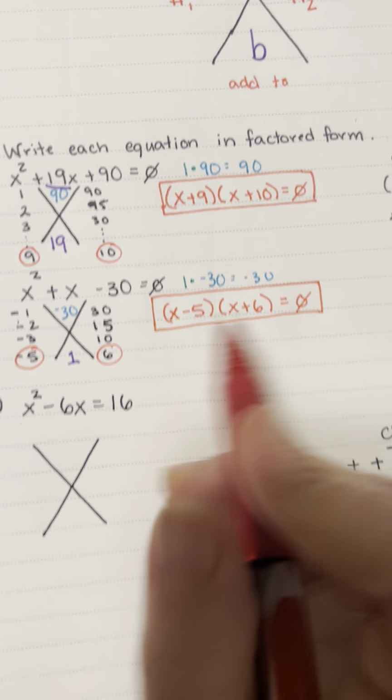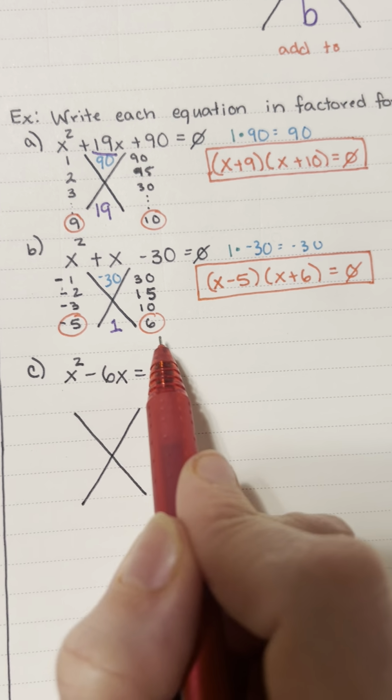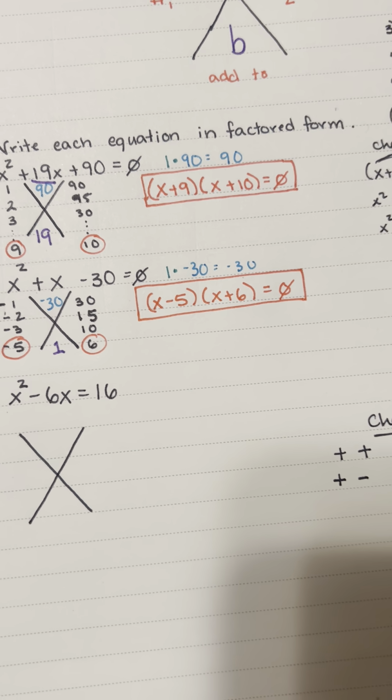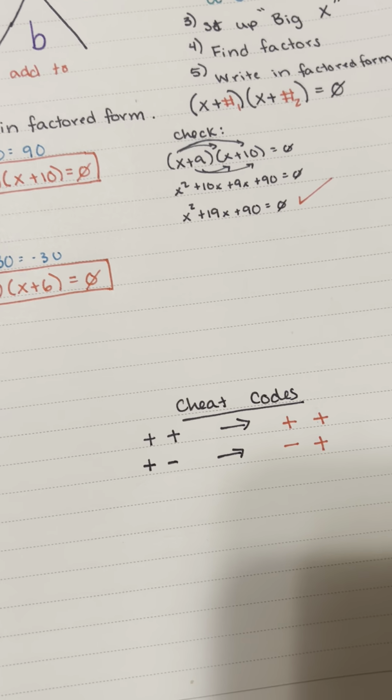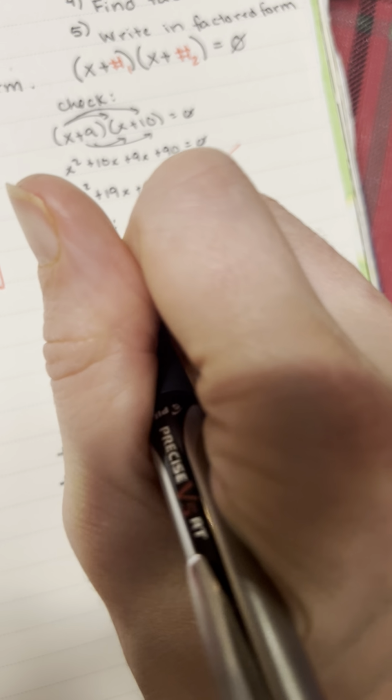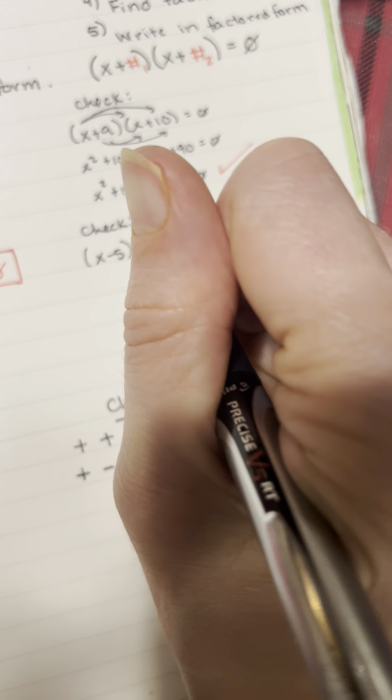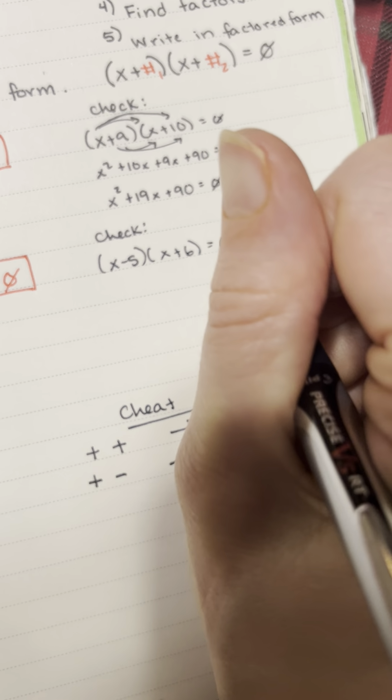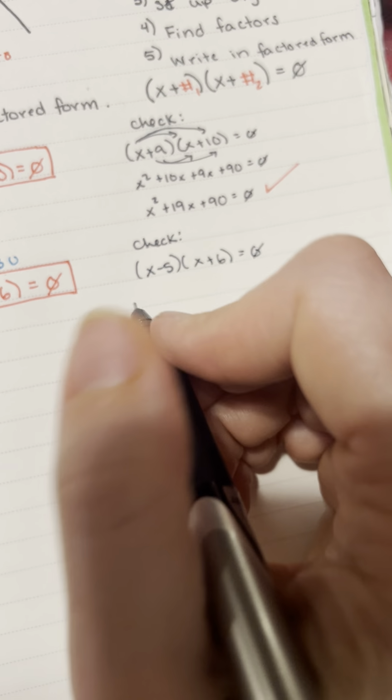And again, it's minus 5 because I had negative 5 here, and it's plus 6 because I had positive 6 here. We are going to check our work because we cool like that. So x minus 5 times x plus 6 equal to 0. Remember, I'm just checking to see if my distributive property works.